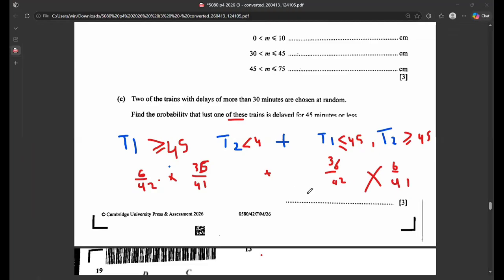So the final answer on our calc will be 432 over 1722, which would be equal to 0.251, and we get the 3 marks.